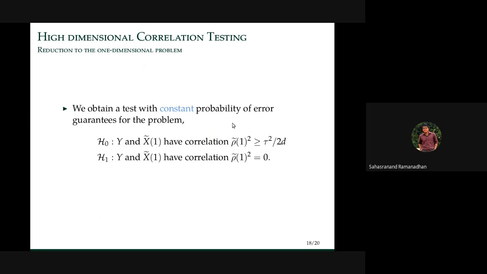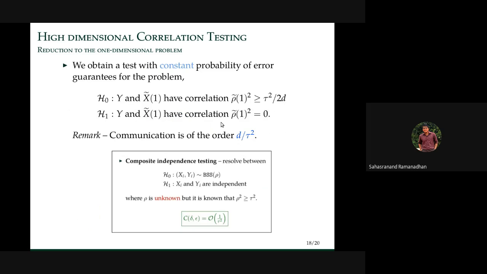And what is the communication incurred here? You can recall this previous slide where we said if we can test for these scalars, and if it is known that rho square is greater than tau square, then the communication is of the order 1 by tau square.